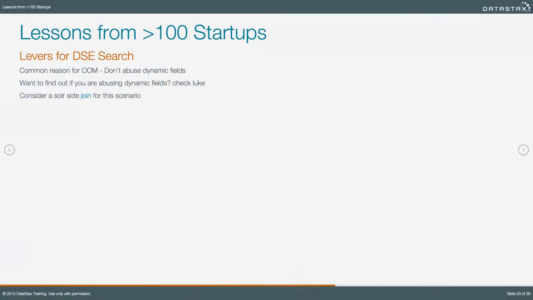All right, so there's also a common reason for OOMing with DSE search, which is if you're using collections really heavily and indexing those as dynamic fields. So be careful with collections and don't abuse them. If you want to know if you're abusing collections, just pull up Luke, which ships with DSE, and if it takes forever to load that page, you know that you're abusing collections. As an alternative to using maps in dynamic fields with Solr, just use 2 tables and do a Solr side join, and that'll solve your OOM bad news with the dynamic field scenario. And there's a link there of an example of how to do that side join.